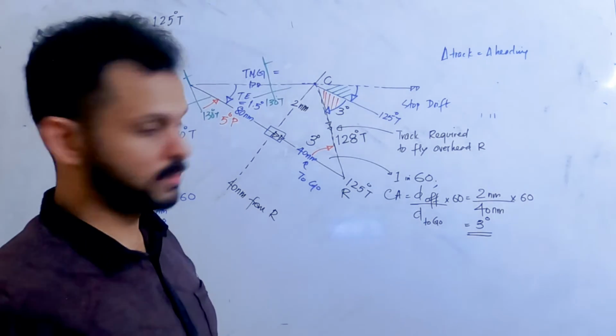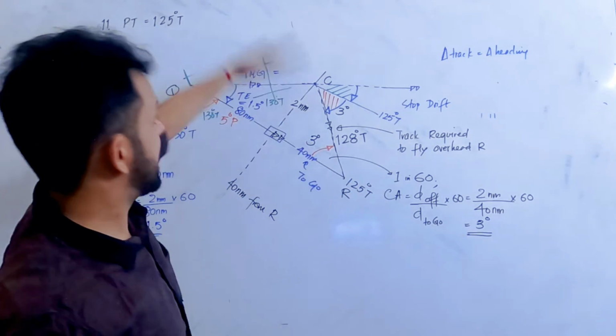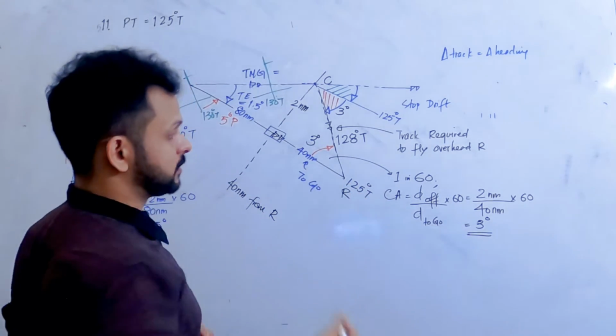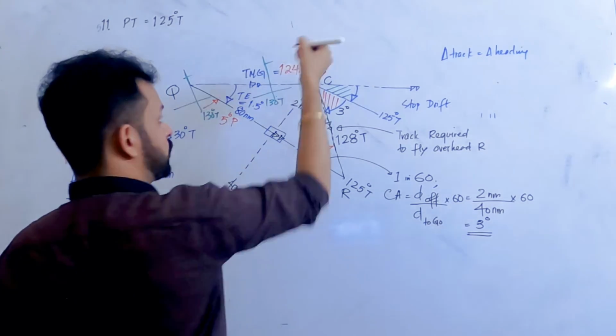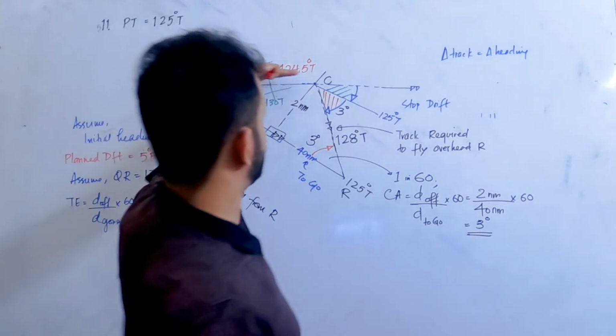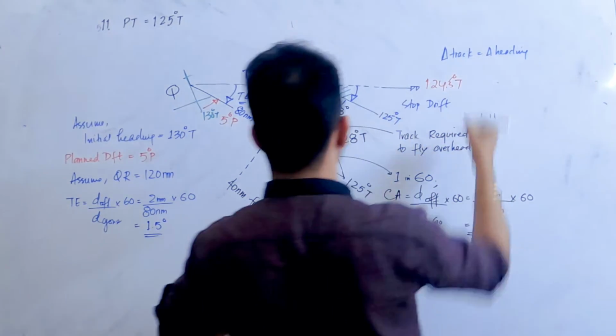The required one is what? 125 degrees. 126, anti-clockwise by 1.5. So it's 124.5 degrees. If I don't do anything about it, I'll keep flying a track of 125.5 degrees, experiencing drift.